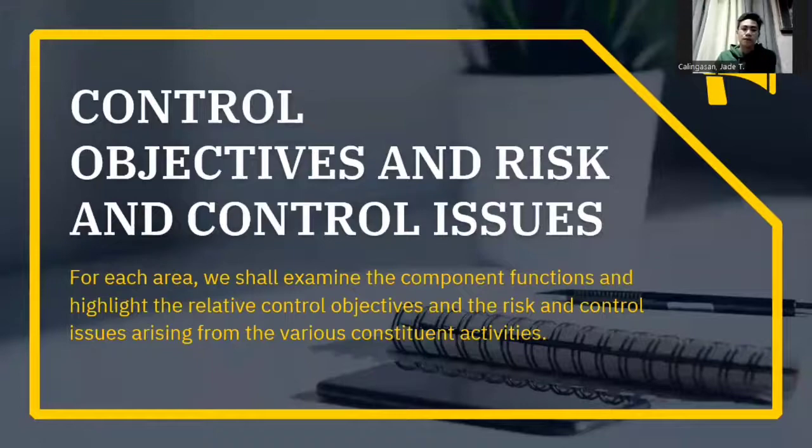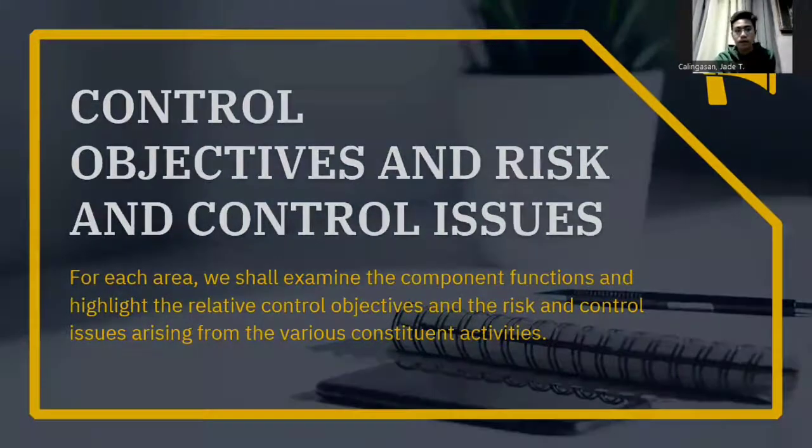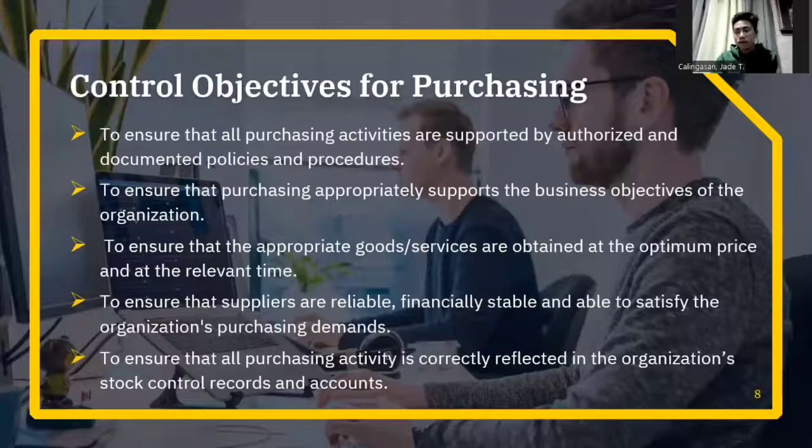The control objectives and risk and control issues. For each area, we shall examine the component functions and highlight the relative control objectives and the risk and control issues arising from various constituent activities. Control objectives for purchasing. Sa book kasi, kung babasahin nyo, merong napakaraming mga control objectives and risk and control issues. So we decided to select only 4 or 5 items which we think are important to understand the topic.